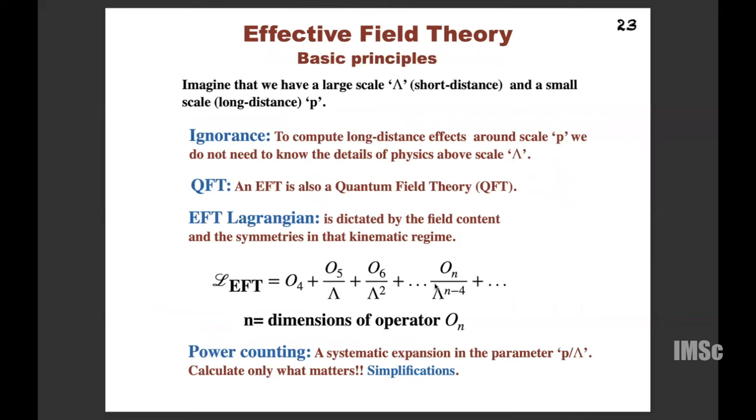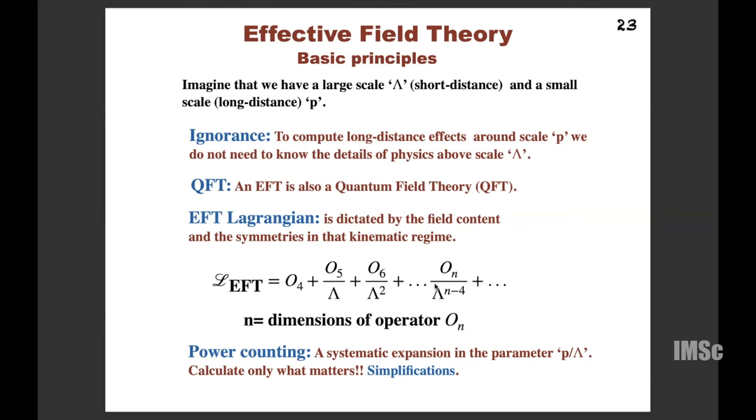Okay, so as I said, we can imagine two scales. One is the heavy scale lambda, and the other is a smaller scale p. In EFT, you can compute a systematic expansion in terms of the ratio of these two scales. When you neglect some higher-order terms, that's what I mean by ignorance. Depending on your experimental precision, you can ignore effects which are not relevant, and that's why it's effective. So you don't have to compute everything, right?